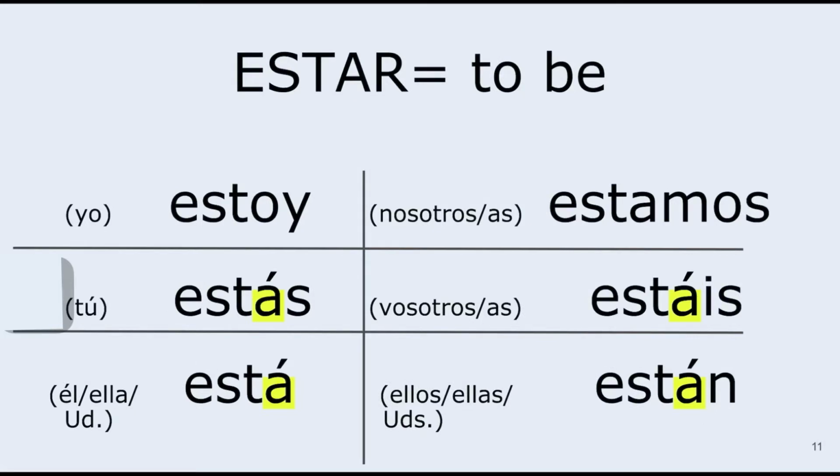Now let's look at estar. Here are the conjugations. Yo estoy, tú estás, él, ella, usted está. Nosotros, nosotras estamos. Vosotros, vosotras estáis. Y por fin, ellos, ellas, ustedes están. Now notice I have highlighted the A's in the bottom four conjugations to point out that they have accent marks.